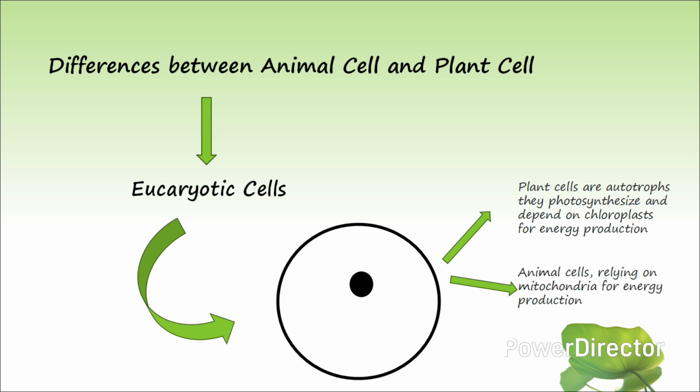Despite these differences, both types of cells share common organelles such as the nucleus, ribosomes, and mitochondria, which enable them to carry out essential life processes. Understanding these differences more intensely highlights the diverse ways in which life has evolved to meet the needs of different organisms. So, now focus on major differences between these two types of cells one by one.